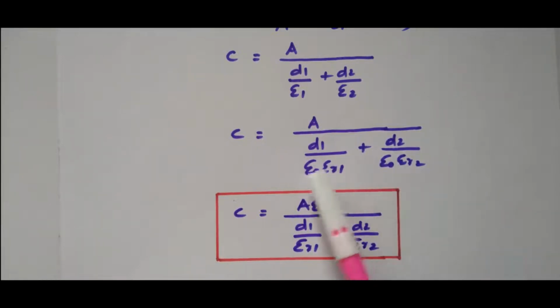So this epsilon naught can be taken common. This epsilon naught is available in both the terms. So 1 divided by epsilon naught will go into the numerator. So that C equals A epsilon naught divided by D1 divided by epsilon r1 plus D2 divided by epsilon r2, right? So this is the expression for capacitance with two different dielectric materials.